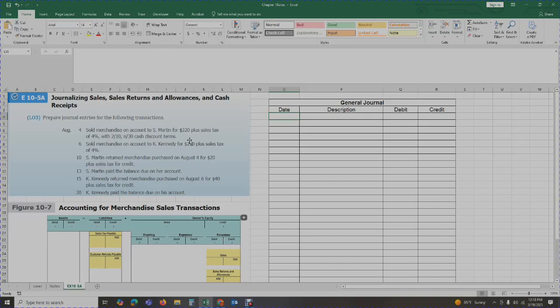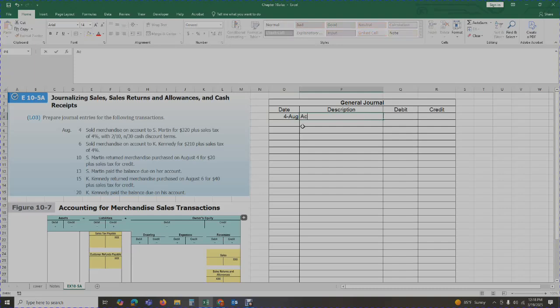Well, we're not going to do anything at this point in time, because that information is used when a payment is made. Okay. All we're doing right now is recording the sale. So we made a sale on account to S. Martin for $320 plus tax. Okay. So that means that I'm going to put here August the 4th, that we need to set up a receivable because Martin purchased this on account. So Martin owes us money.